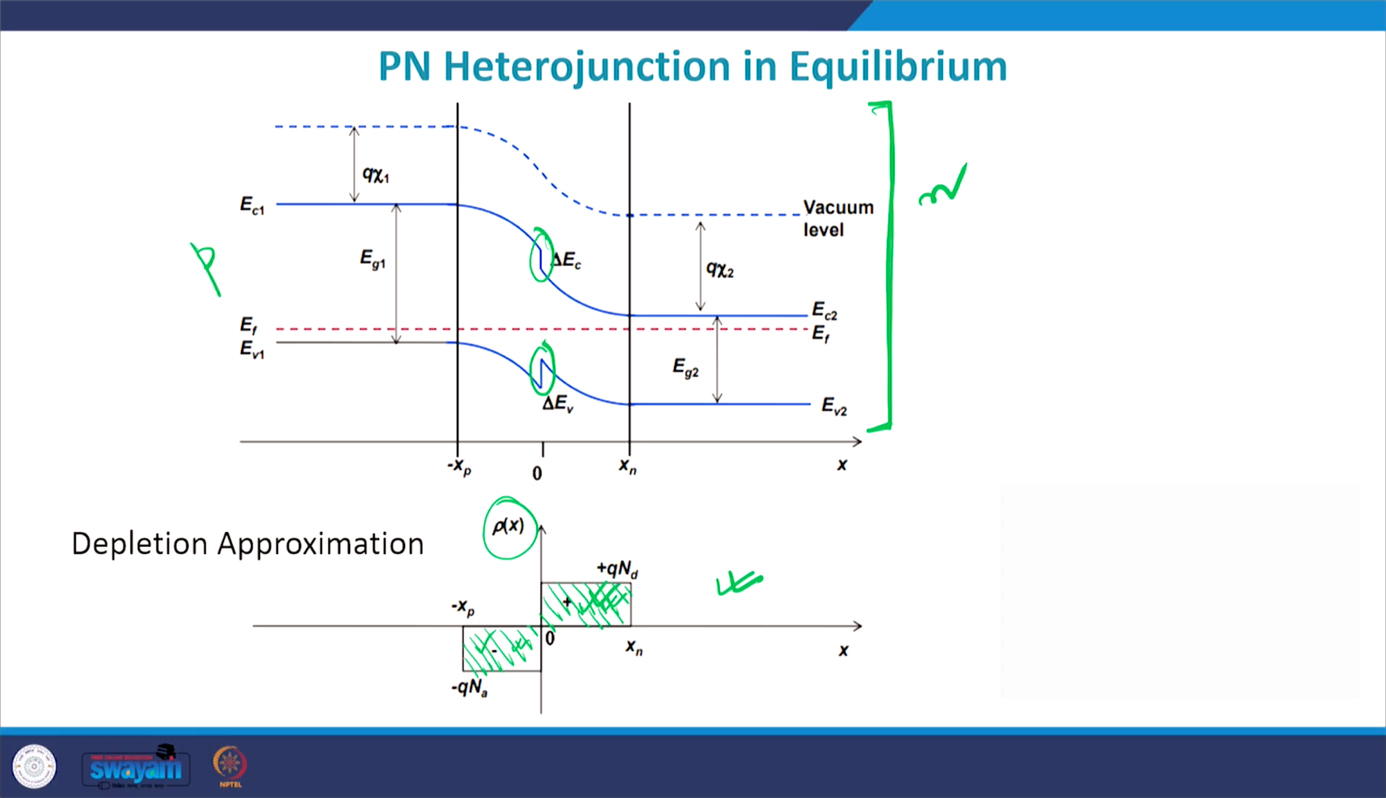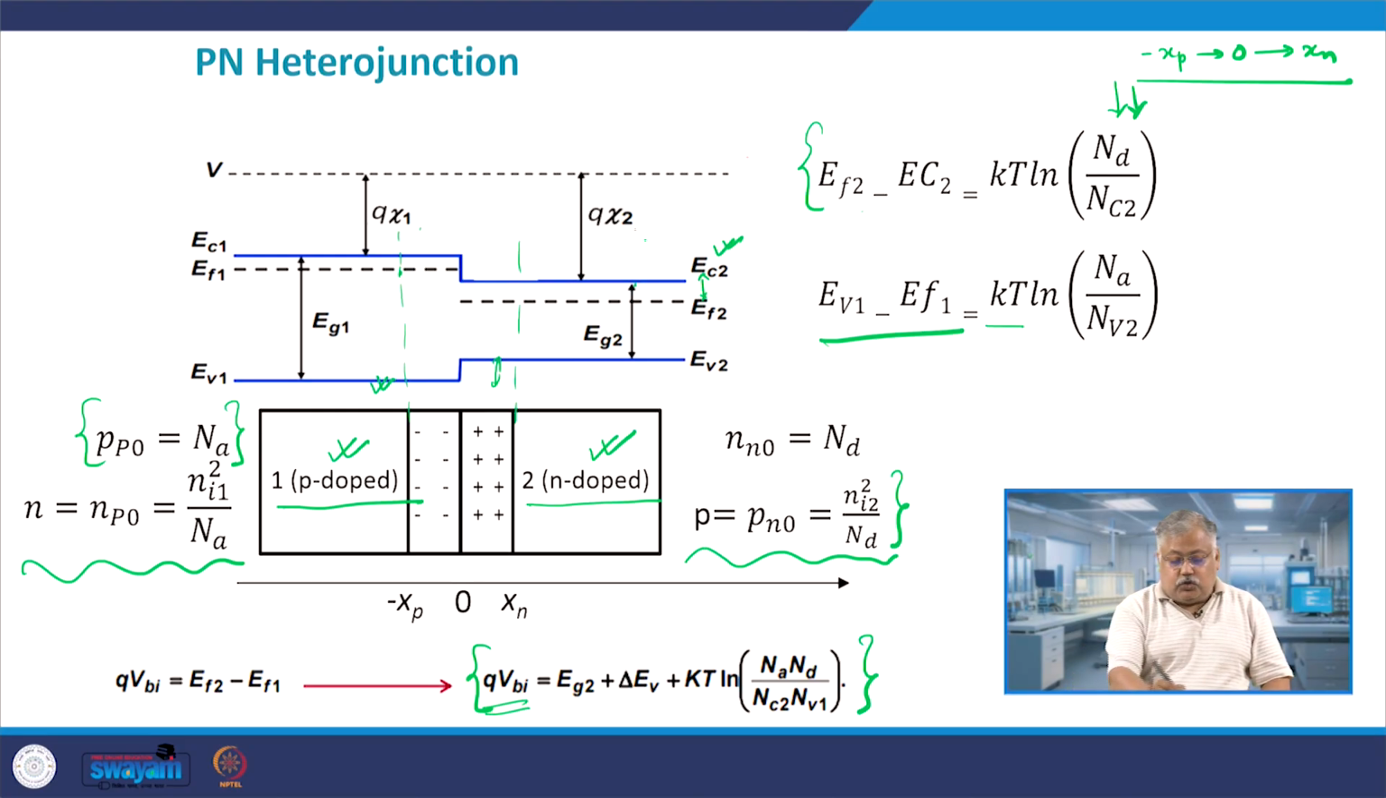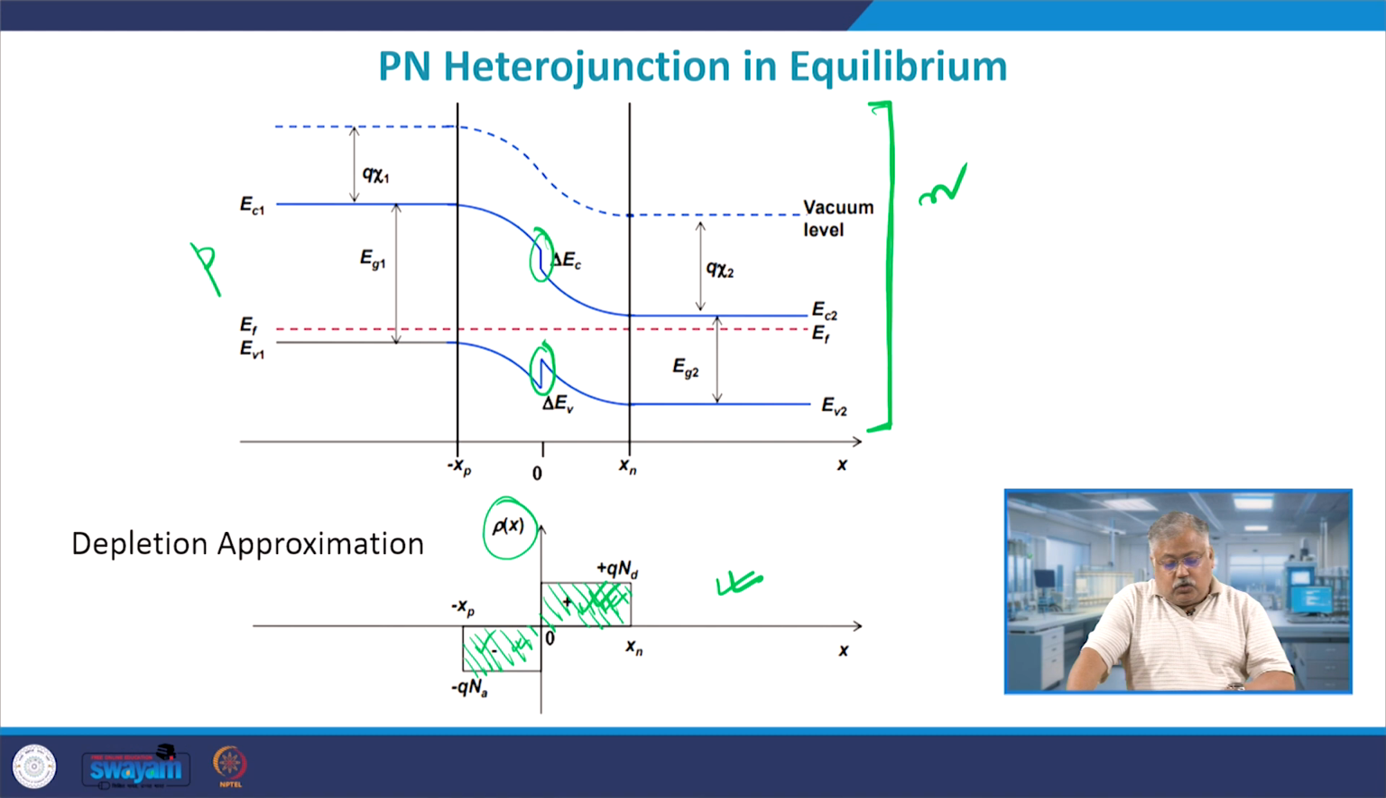meaning this to be P and this to be N. So, please understand, if you go back to your previous discussion, here also q chi 2 was greater than q chi 1, or basically chi 2 was greater than chi 1, and the reason was that your conduction band on the N side was actually fully engulfed within the P side. Now, here also if you look carefully, this is the vacuum level, which has actually changed, but the expression that q chi 2 is always greater than q chi 1 is always maintained.